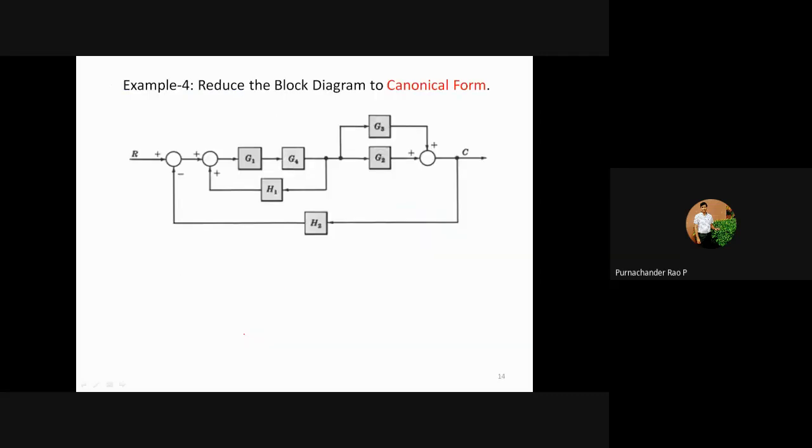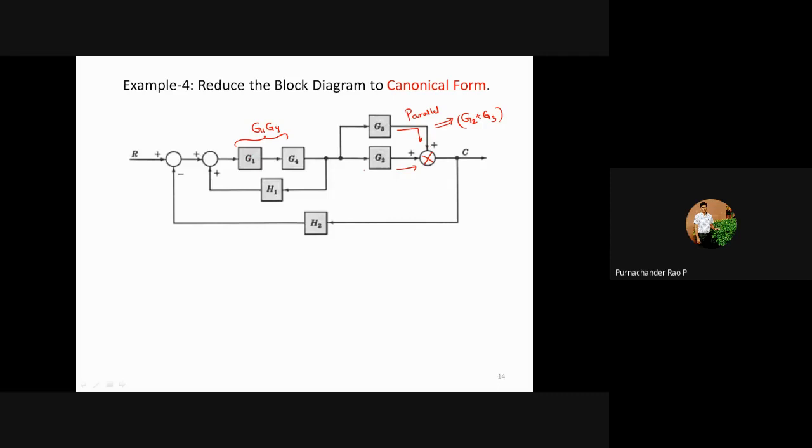And here I will solve this problem. So reduce the block diagram into canonical form. So if you observe this, G1 and G4 are connected in cascade. So the resultant of these two will be your G1 into G4. And next, these two are connected in parallel because this is coming in this direction and this is also here. So these two are meeting at this summing point. So these two are in parallel. Okay, so the resultant of these two is nothing but your G2 plus G3.